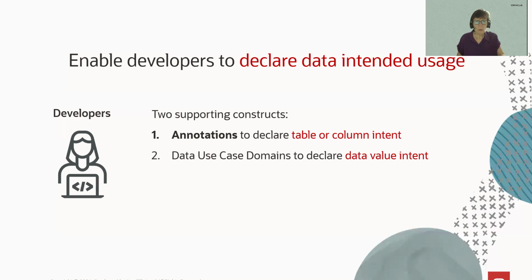Why are we doing this? Or what do these new constructs help you with? They enable developers to declare data intended usage. In the case of annotations, the subject of this video, it's to declare table and column intention or intent. For domains, it's a little bit more complex or more detailed. It declares data value intent. We will show this in a second video.